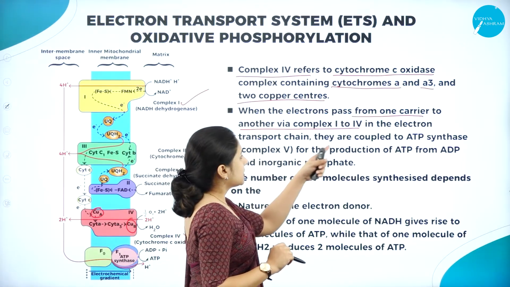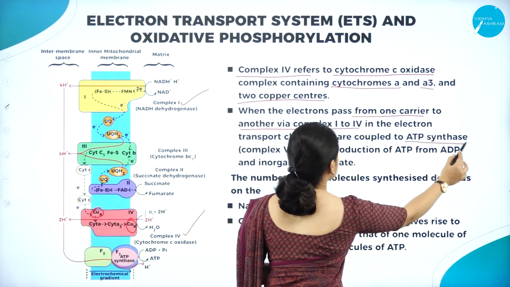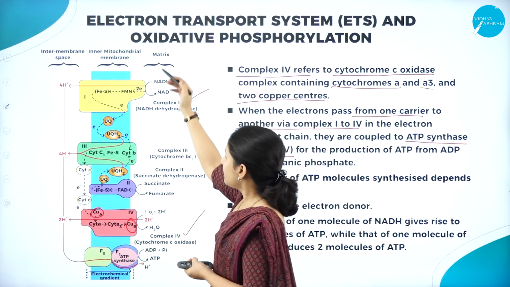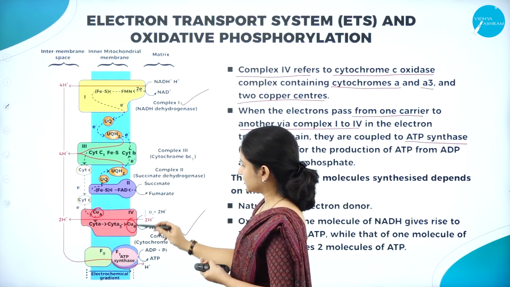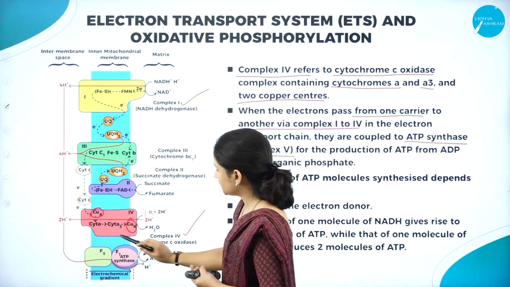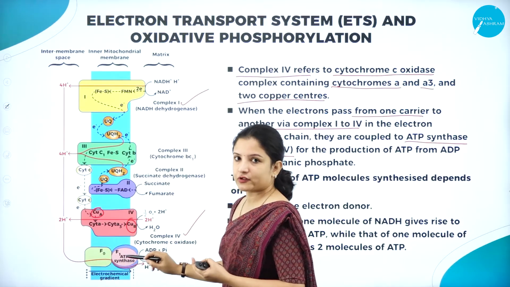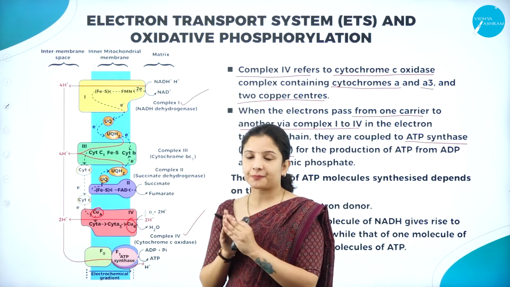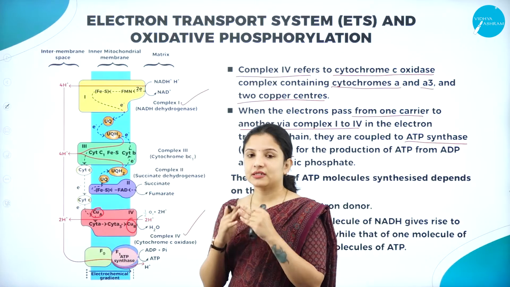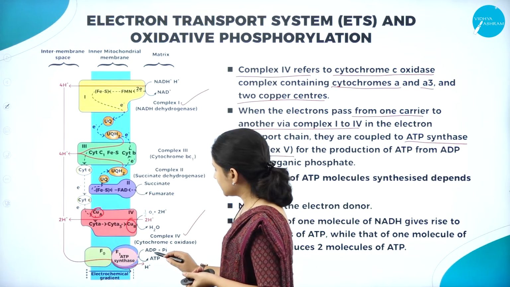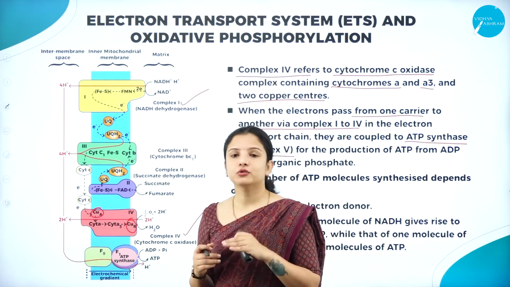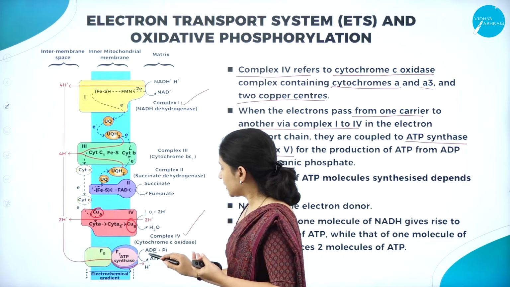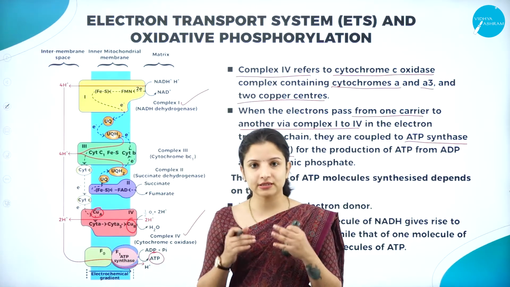here they are coupled to ATP synthase in complex 5. Whatever electrons travel from complex 1 to complex 4, in complex 5, they all pool into the ATP synthase enzyme. That is the time when the ATP synthase enzyme helps in the addition of a phosphate group to the ADP, and therefore phosphorylation will occur, and that is when ADP becomes ATP. That is what occurs in complex 5.